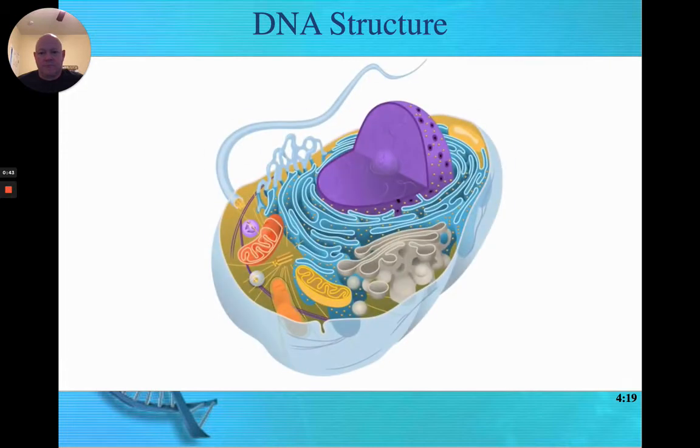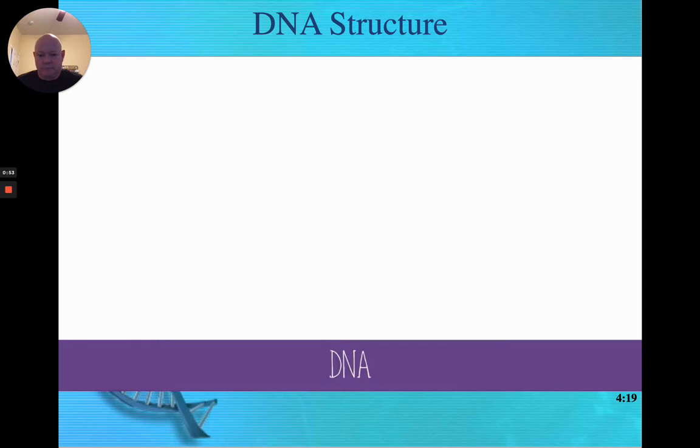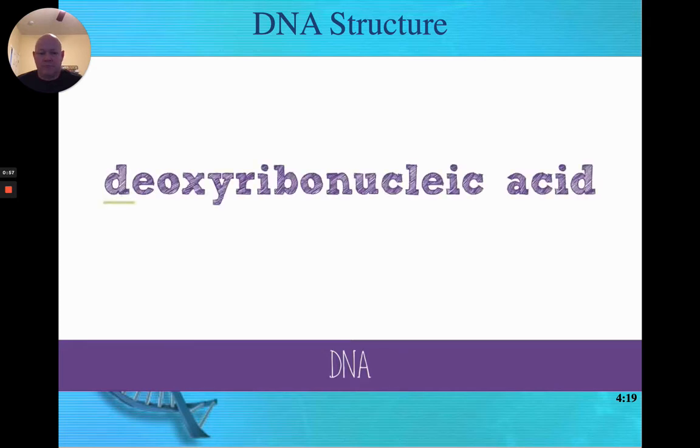All cells require some form of instructions to be able to function properly. They need guidelines, rules, codes for making materials in the cell. And that code is DNA. DNA stands for deoxyribonucleic acid. D for the name of the sugar, N and A for nucleic acid.